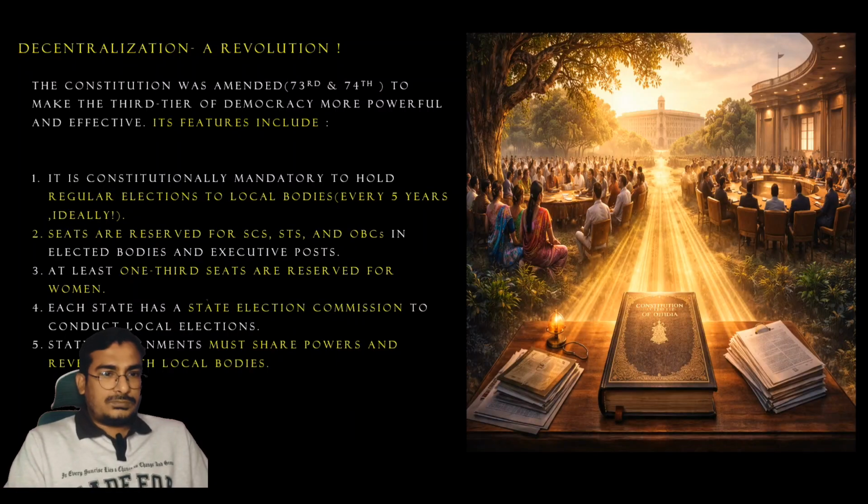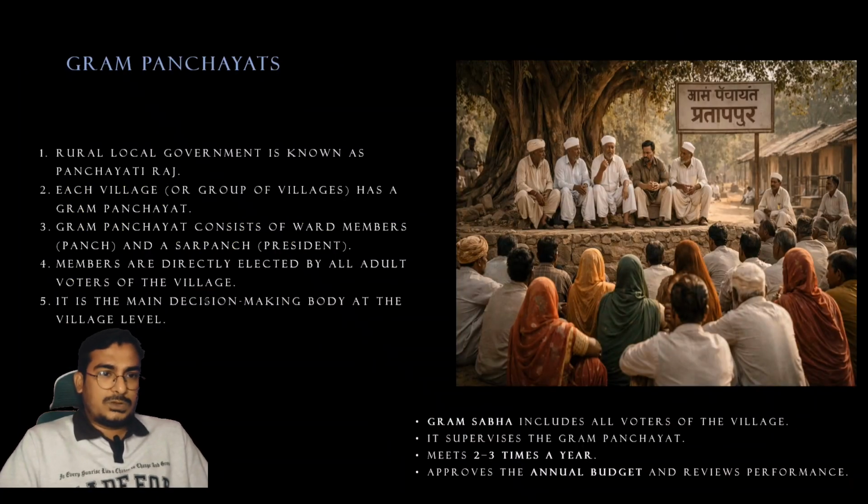Also, state governments are supposed to share their powers and revenue generating sources with local bodies. These are the features. And like I said, the 73rd is for gram panchayats, the 74th is for municipalities or municipal corporations. In gram panchayats, the rural government is known as the Panchayati Raj system. Every village has a gram panchayat, and gram panchayats consist of ward members and a head called the sarpanch, and members are directly elected by all the adult voters of the village. Generally, the gram panchayat is the main decision making body at the village level.